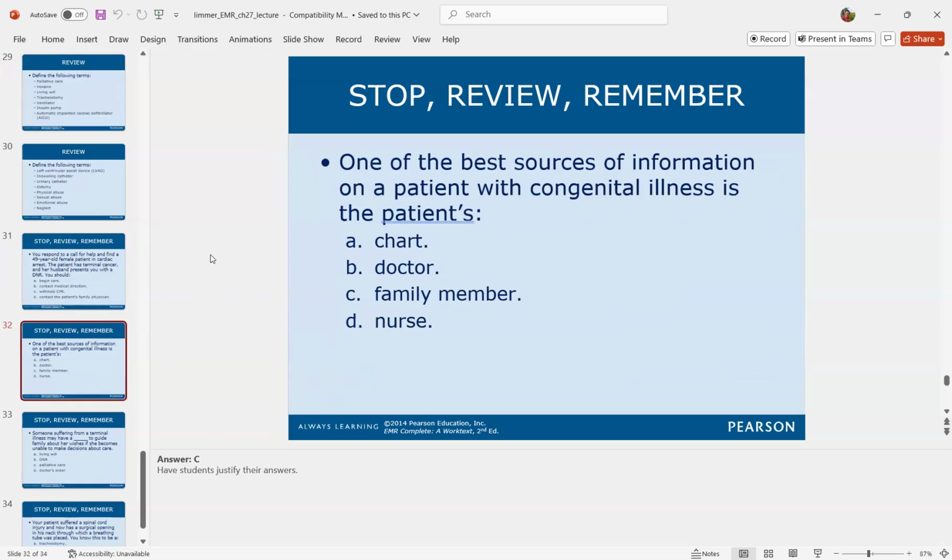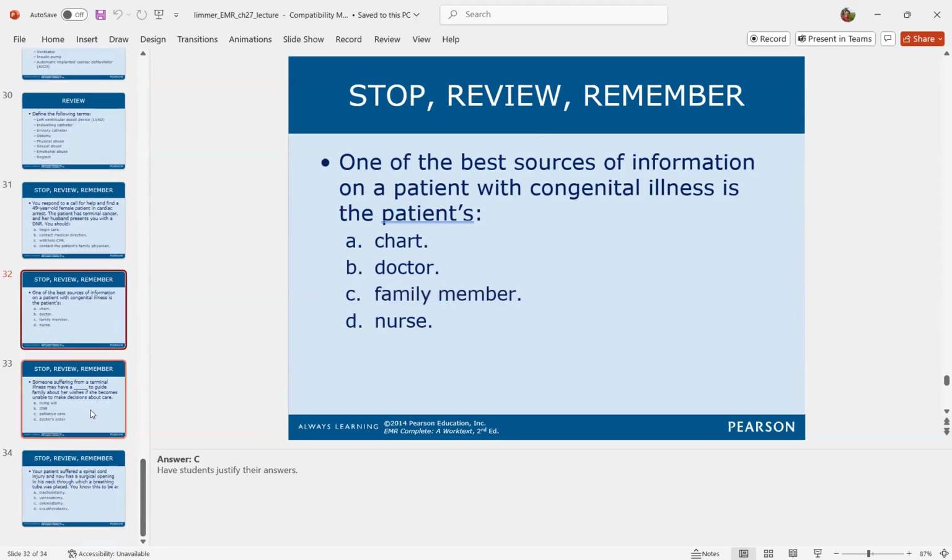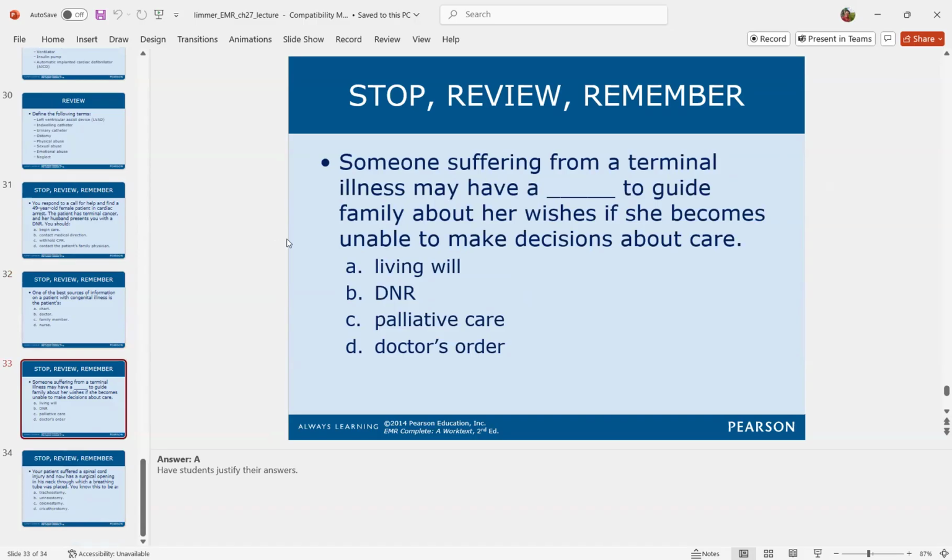One of the best sources of information on a patient with congenital illness is the patient's family member. Don't dismiss the family members or caregivers in certain circumstances. They can really help you out. Someone suffering from a terminal illness may have a blank to guide family about their wishes if she or he becomes unable to make decisions. Living will.